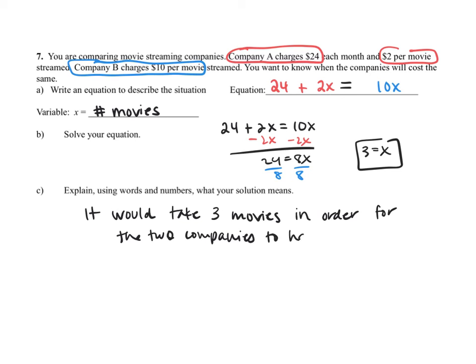So when you're providing your verbal explanation, you want to make sure that you mention that the number was 3 and that it was 3 movies, and that the thing that happens at 3 movies is the 2 companies have the same cost.